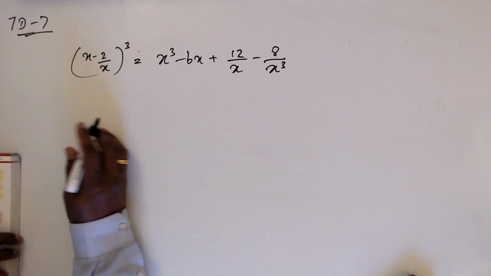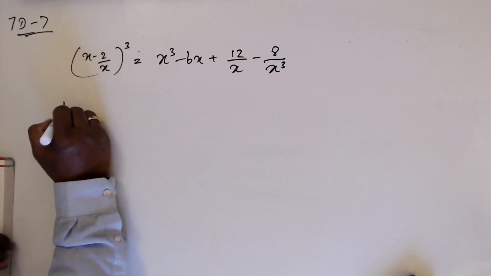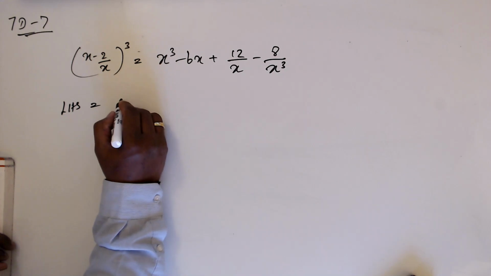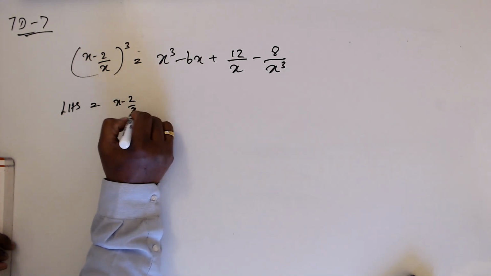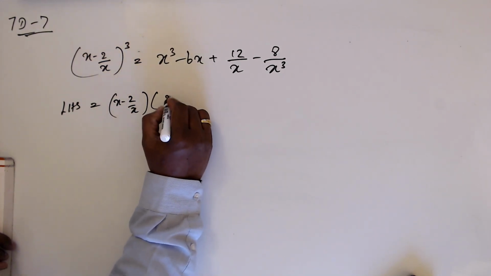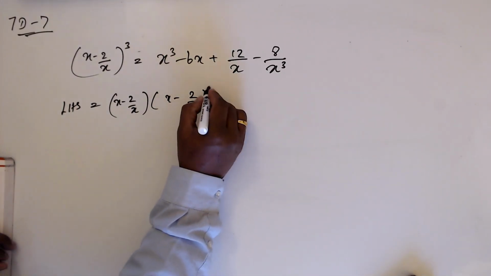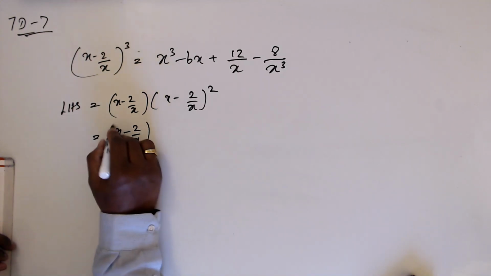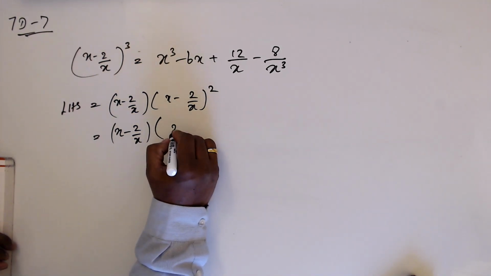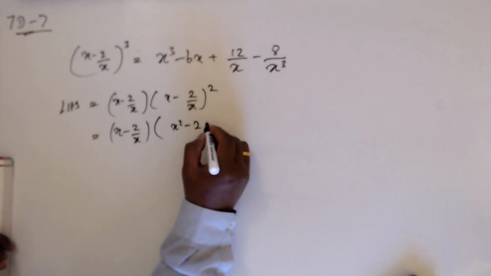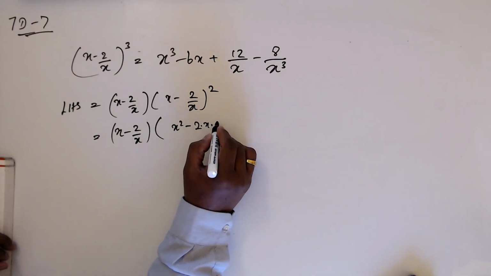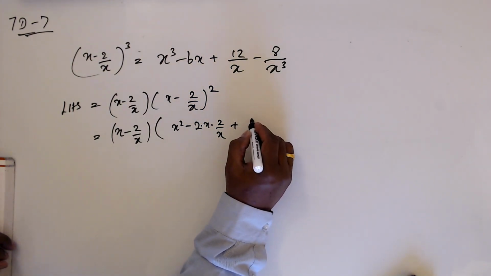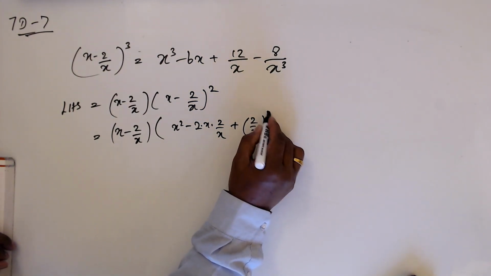Question number 7. We'll start with the left hand side. I can write this one as x minus 2 over x times x minus 2 over x square. So we'll leave it as it is. This one I can write as x square minus 2 times x times 2 over x plus 2 over x square.